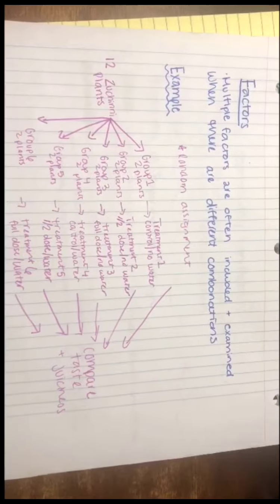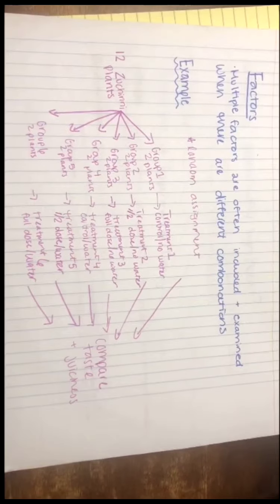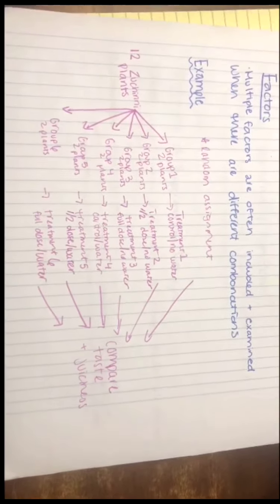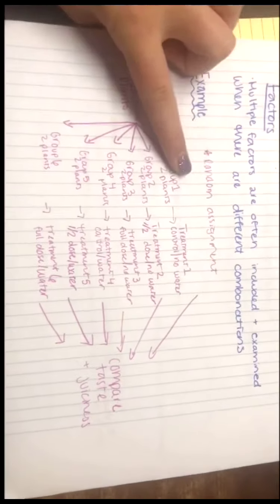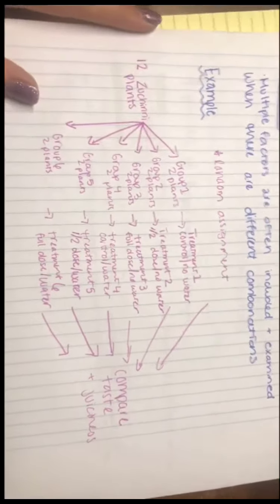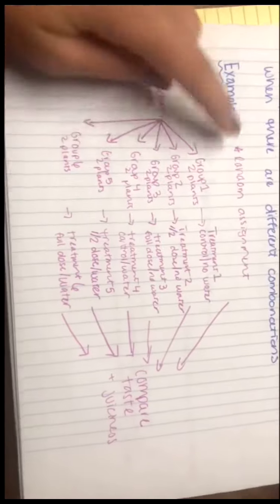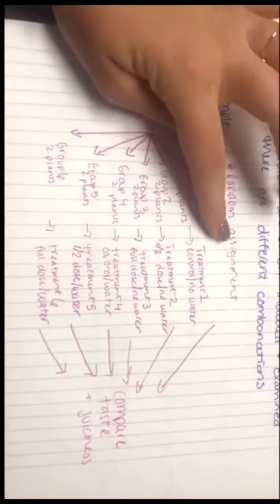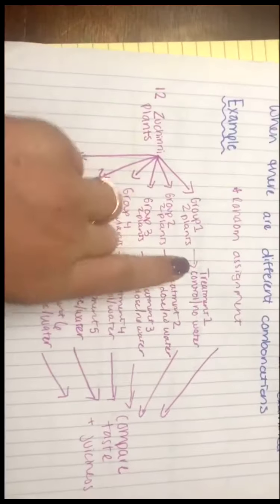Another thing to talk about is factors. There are often multiple different factors that are included and examined whenever we look at these different combinations. So we still have a random assignment here, and for our example, we're looking at zucchini plants. Each group here contains 2 plants, and we have 6 groups. Each group is getting a different combination. That is the factor there.